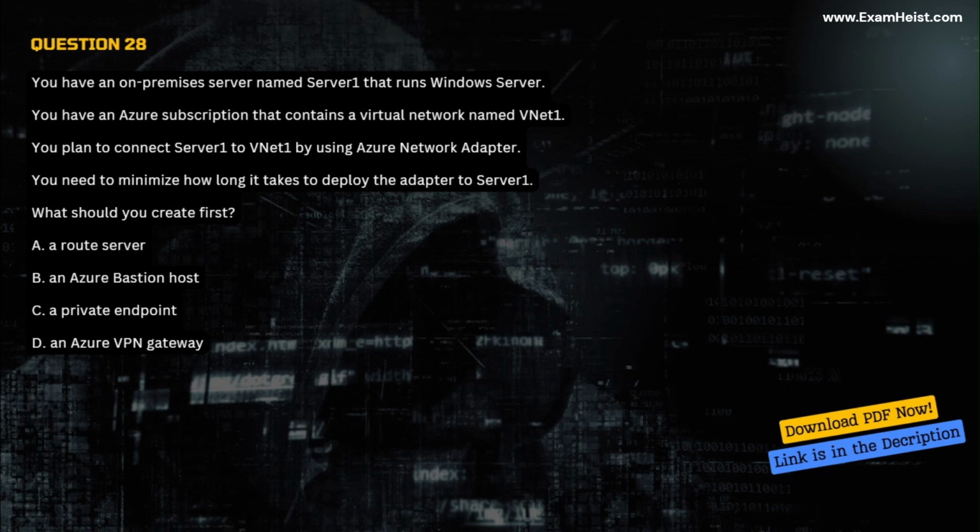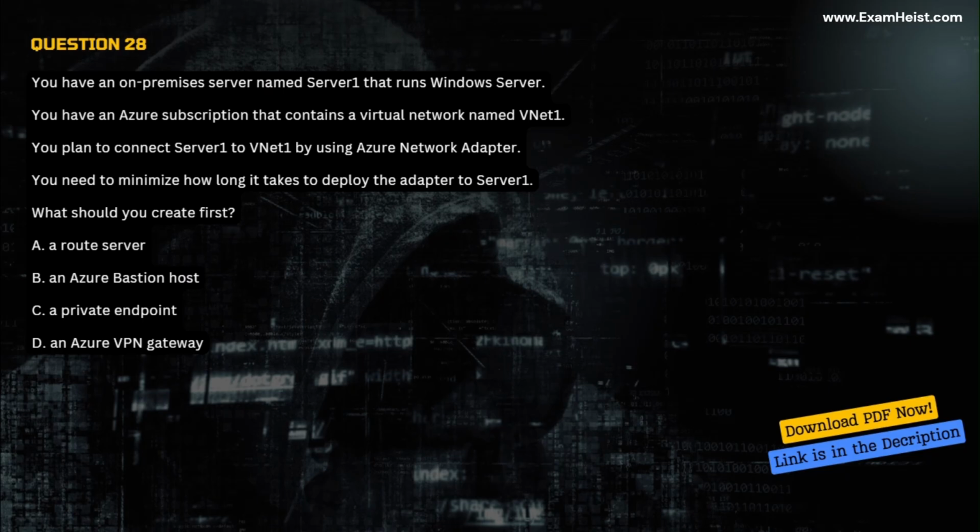Question 28. You have an on-premises server named Server1 that runs Windows Server. You have an Azure subscription that contains a virtual network named VNet1. You plan to connect Server1 to VNet1 by using Azure Network Adapter. You need to minimize how long it takes to deploy the adapter to Server1. What should you create first?